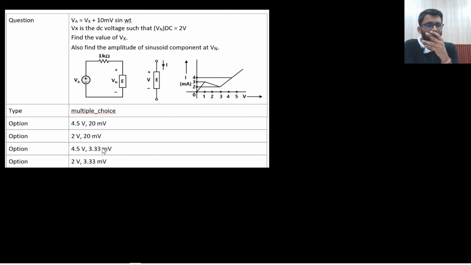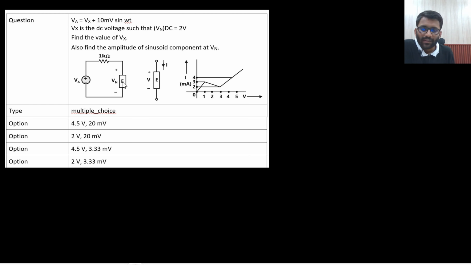So here VA equation is given. VA is the voltage source that we have applied. It has the DC bias as well. It has the small signal AC as well. Small signal AC voltage is also there, and DC bias is also there. And Vx is the DC voltage, such that Vn DC is 2 volt.